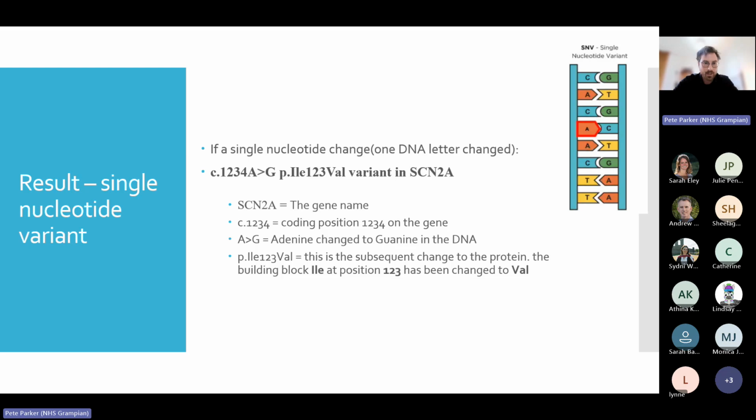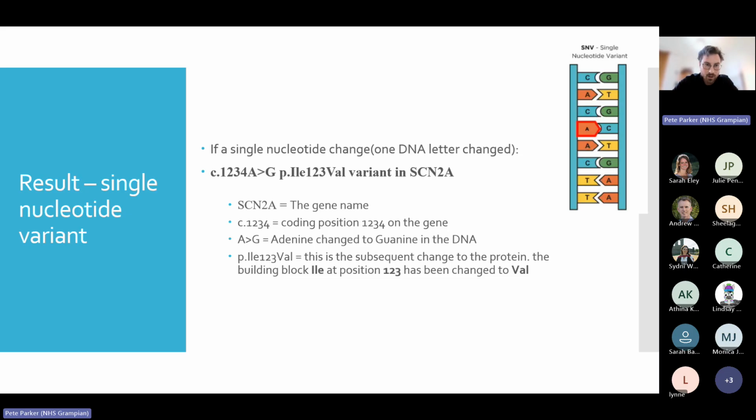And here's the result bit. And here the result is that they've found a change in this gene called SCN2A. Let me see if I can do a little point thing. Yeah, SCN2A, that's the name of the gene. And then there's this sort of confusing bit of writing here, which you don't necessarily need to understand, but I can explain if you're interested.